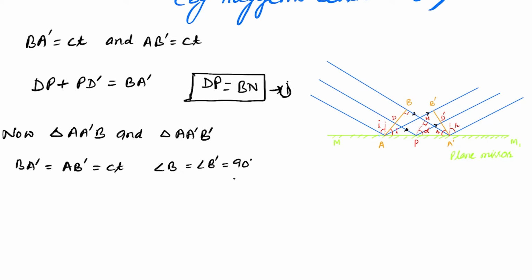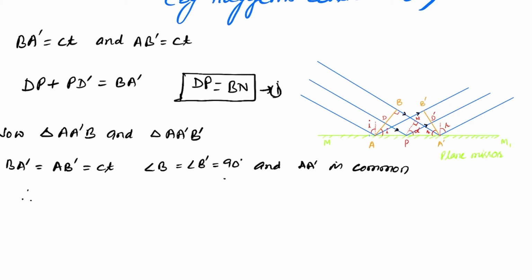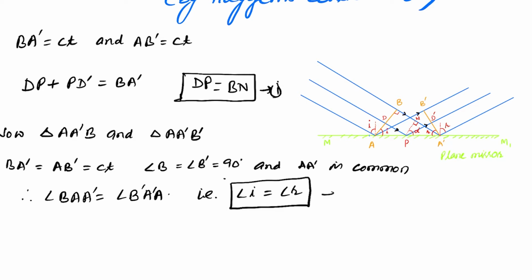In this diagram you can see here, and also A dash is common to both. Angle BA dash is equal to angle B dash A dash A. This implies that angle I is equal to angle R. This is equation number 2, which is the law of reflection.